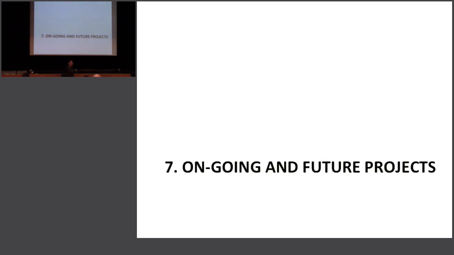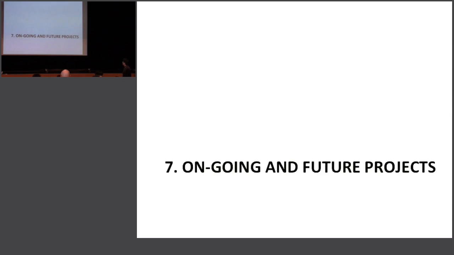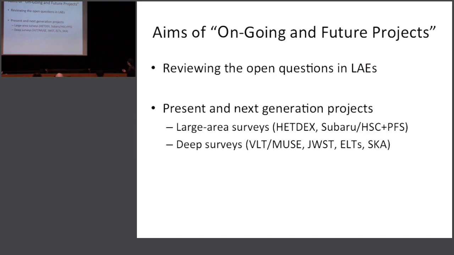Okay, let's get started. This is the last lecture from me. The last lecture is about ongoing and future observational projects for Lyman-alpha emitters. The aim of this lecture session is to briefly review the other open questions in Lyman-alpha emitters, then move on to the present and next generation projects, like the large area surveys of HETDEX, Subaru, VLT, and the next generation telescopes of JWST, ELT, and so on.